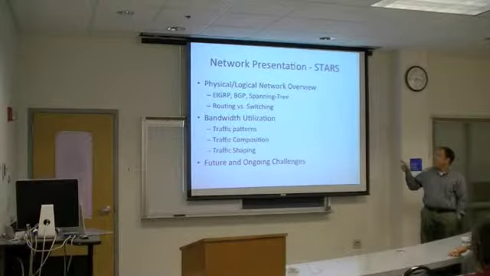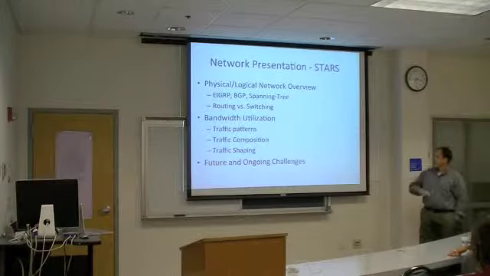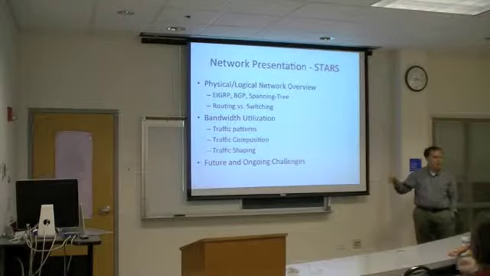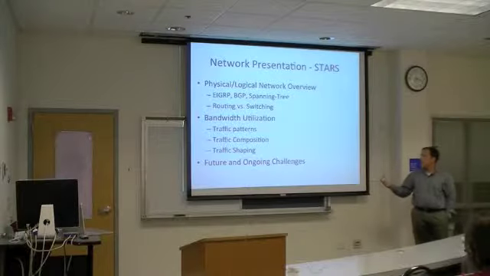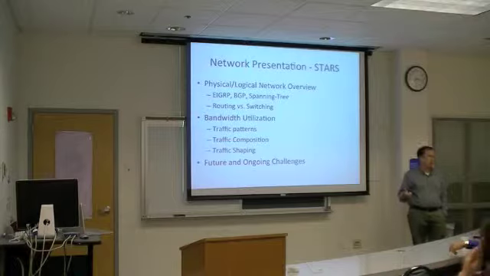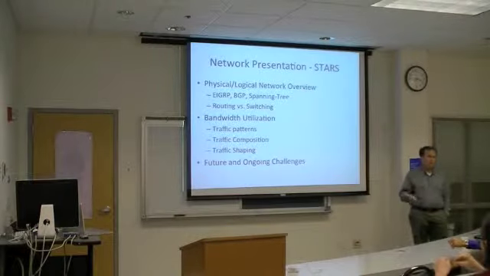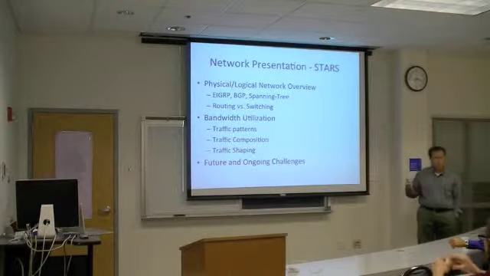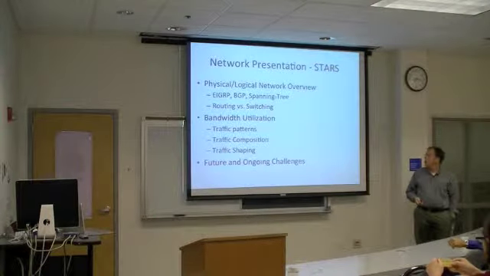So specifically, as far as the wired network goes, we'll talk about the physical and logical network layout. And in talking about that, we'll cover EIGRP and BGP. Those are routing protocols, the two that we primarily use. We'll talk about spanning tree, which is the protocol for managing loops and providing redundancy on the layer 2 side of the network. We'll talk about routing versus switching, again, focusing on where it's layer 2 versus layer 3 and defining those two. Essentially, routing is layer 3, switching is layer 2.